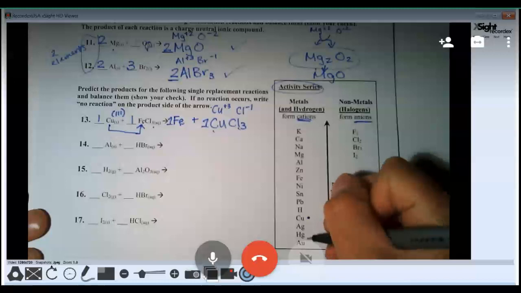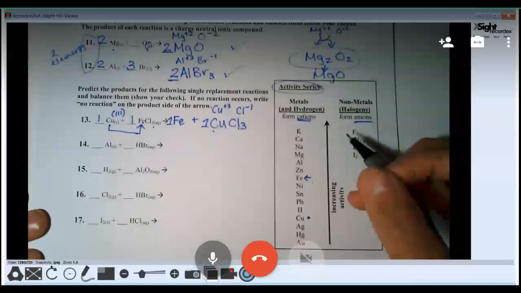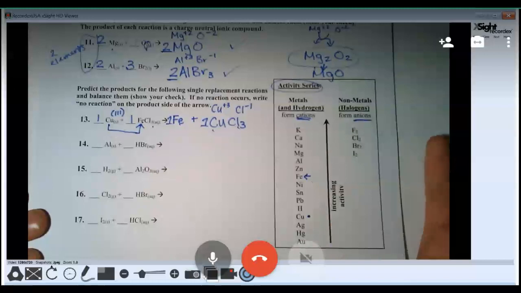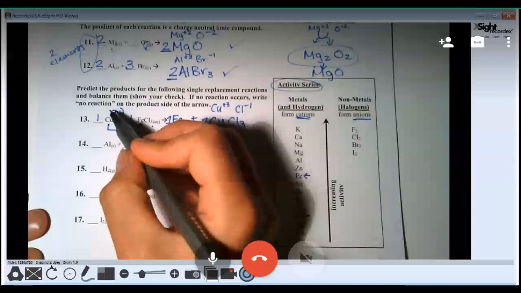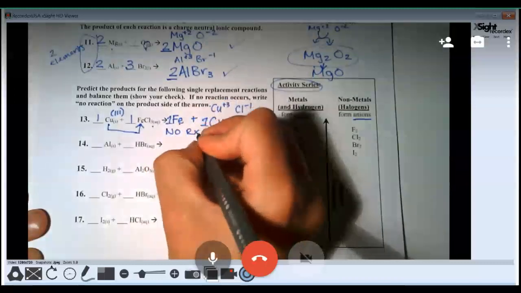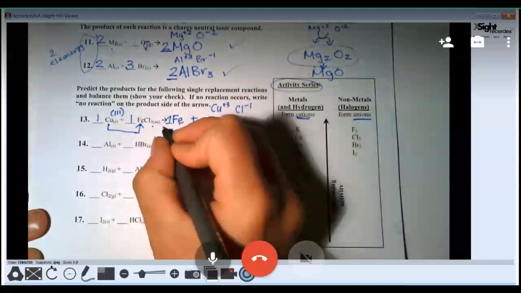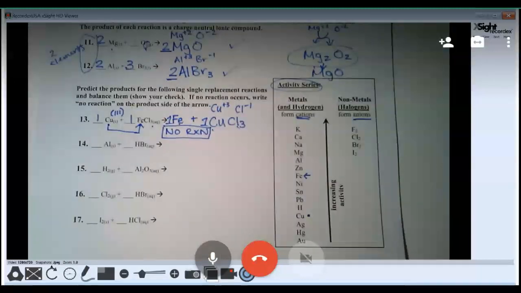I don't see iron down there, and look up here, iron's actually way more reactive than copper. So this reaction is not going to happen, because iron is more reactive, it's stronger than copper, so this is going to be no reaction, no RXN. RXN is just an abbreviation for reaction. Questions on that?